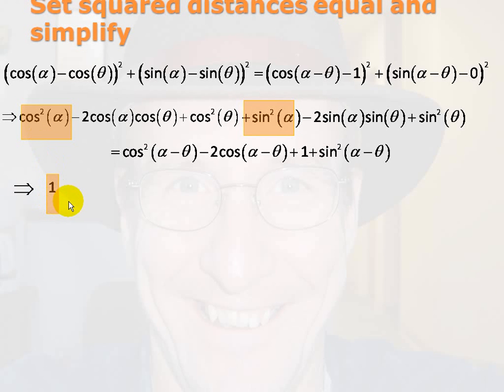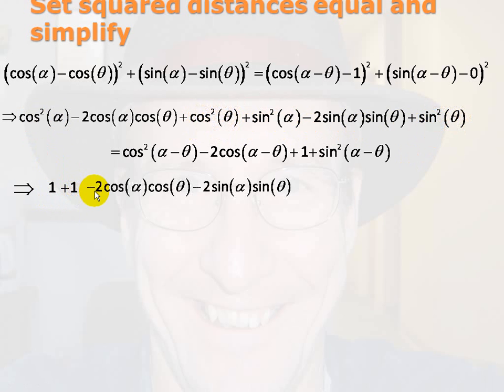Now, that's not the only place we see this. Notice there's another one because I have cosine squared theta plus sine squared theta. Now, once we do that, we just write down what we have left, and all we have left is this negative 2 cosine alpha cosine theta minus 2 sine alpha sine theta. And that takes care of the entire left-hand side.